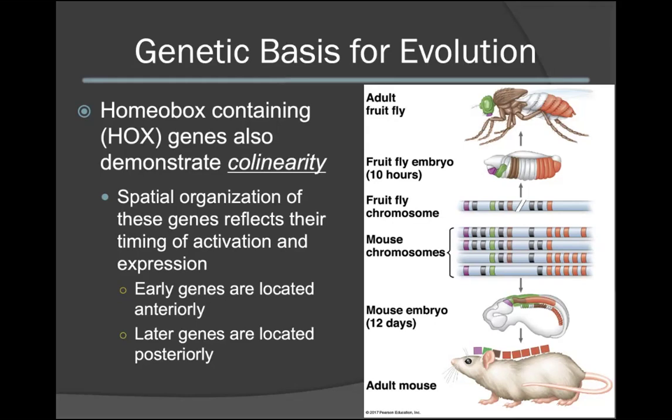We can see the distribution of various types of Hox genes within the fruit fly as well as the mouse embryo, also demonstrating a pattern of organization that is also highly conserved, where the purple genes are expressed anteriorly and the red or orange genes are expressed posteriorly.